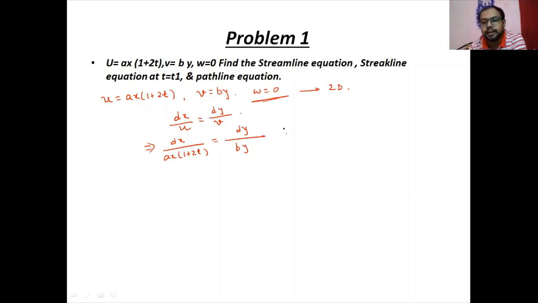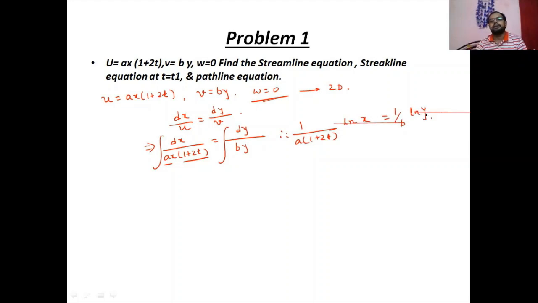Next, the remaining task is simple. If you go for the integration of this equation, this equation will give you the streamline equation. Simple. The remaining task, because this will come out of the integration. So 1/a into 2t will come out of the integration, and it will come as ln x is equal to 1/v and y. This way you are getting the streamline equation. You solve the integration and get it. Simple thing it is. Simply write down the streamline equation, put the u and v values here.